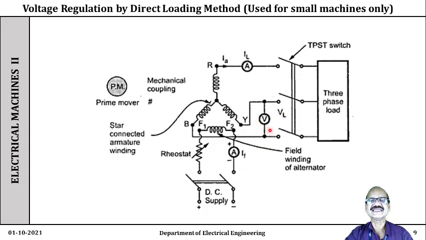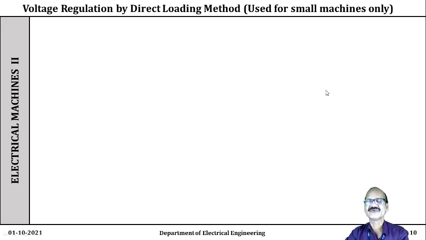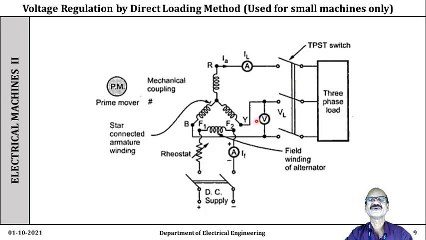But simultaneously remember to keep the speed of the machine and the excitation constant as before, that was in full load condition. Now observe the voltmeter reading. This will be the no load voltage. No load voltage minus full load voltage, divided by full load voltage, multiplied by 100 will give you the voltage regulation.